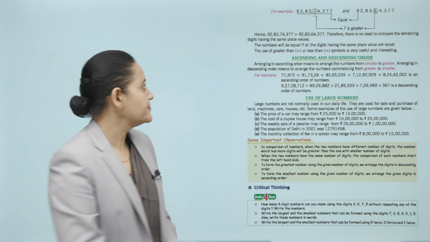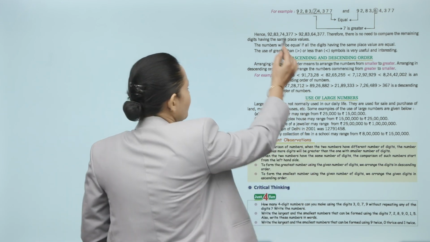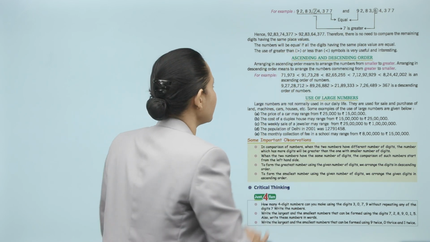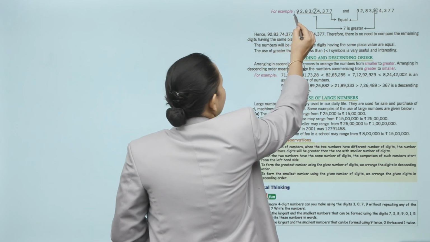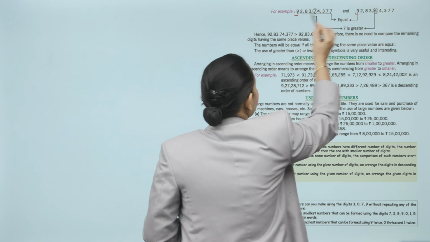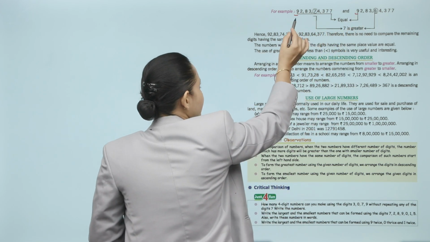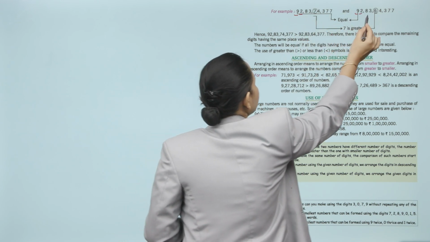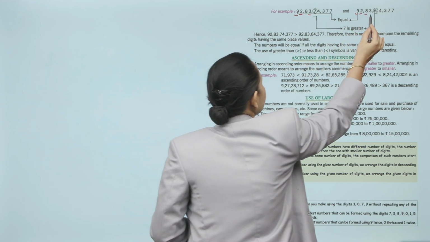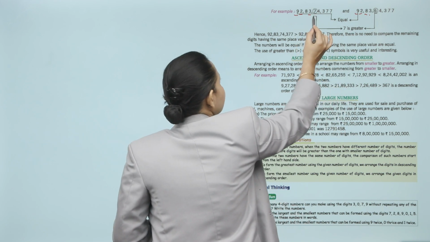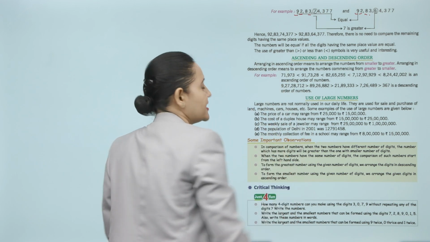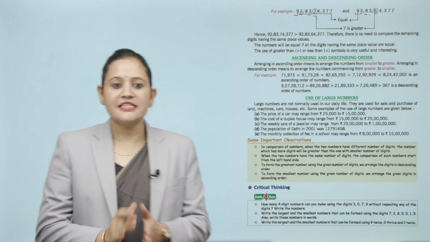For example, number दे रखे हैं, दोनों में equal number digit है. So we will start from the leftmost side. यहाँ पे 9 है, यहाँ पे भी 9. Then we'll move to next. Here 2, 2, 8, 8, 3, 3. यहाँ पे क्या है 7 and here 6. So this number will be greater because 7 is greater than 6.